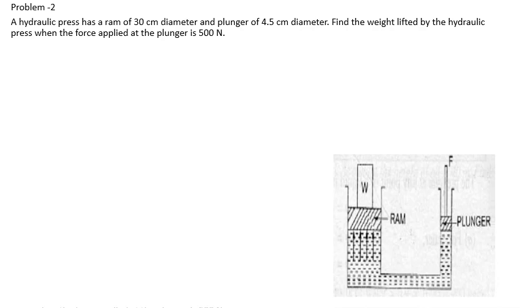The diameter of this ram is given as 30 centimeter, and now weight is lifted by this ram. On the other side there is a plunger of diameter 4.5 centimeter, and this cylinder is filled with some fluid. The hydraulic fluid is here. So now force is applied to the plunger. The force applied here is 500 Newton. The 500 newtons of force is applied to the plunger.